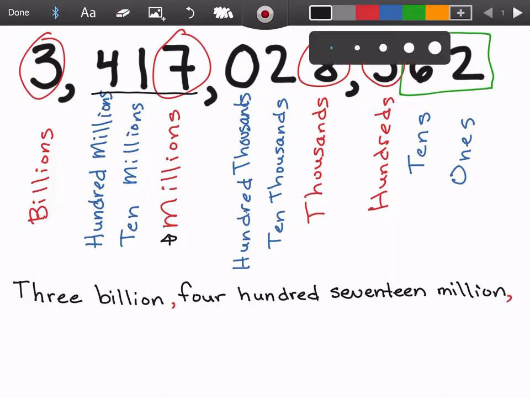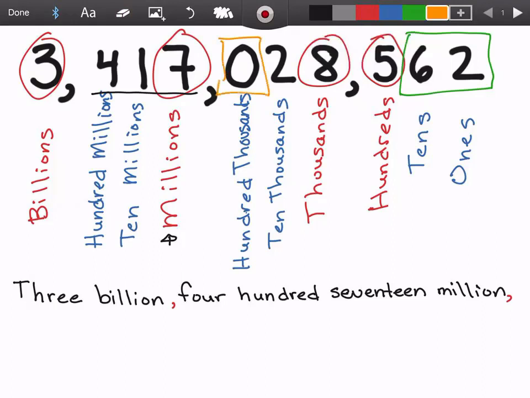All right, the 0 over here is special. The 0 is called a placeholder. Even though there's nothing in it, it literally represents that there's 0 hundred thousands. There's nothing in the hundred thousands place. We don't write it out. We don't read it. It's just there to make sure that the 7 that's next to it is in the millions place. It's just a blank. And to indicate that blank, we put a 0 there.